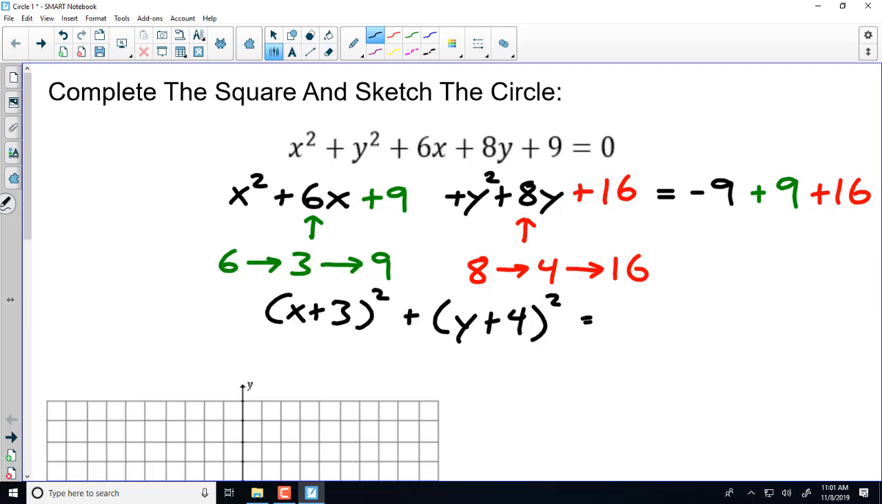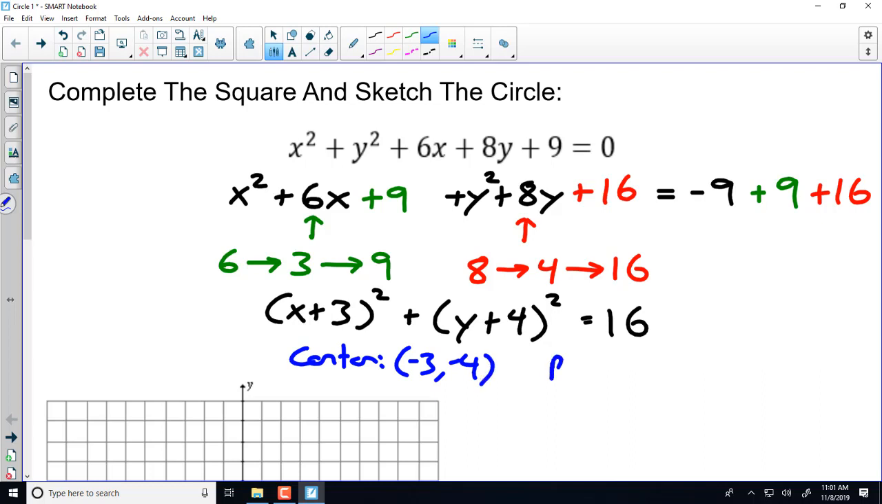On the other side, we have negative 9 plus 9 plus 16. The negative 9 and 9 cancel, and we just get 16. Our circle is now in standard form. We need to remember when we give the center of the circle, both x and y show the opposite signs. So our center for this circle is negative 3, negative 4, because we see an x plus 3 and a y plus 4.